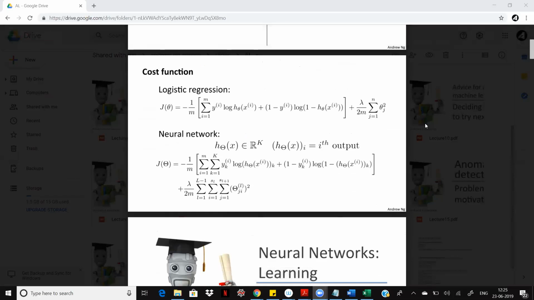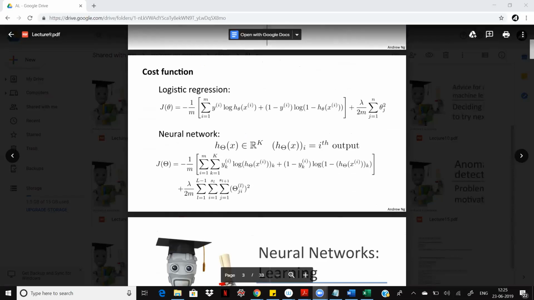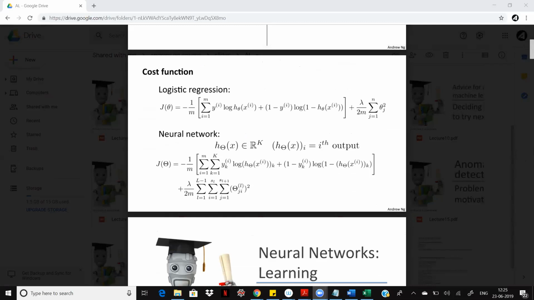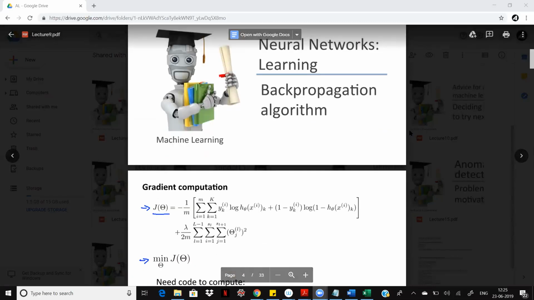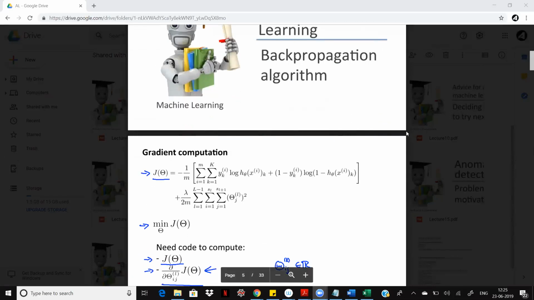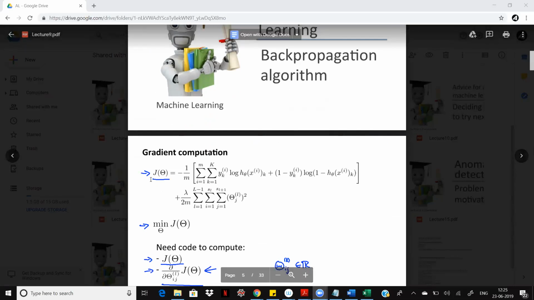Okay. So if you see over here, I told you this is the logistic regression cost function. The neural network cost function will be my summation over the layers. So that is what is written over here. Now what I'm trying to do over here, the whole concept is known as the back propagation algorithm. So why it is back propagation, I'll tell you.